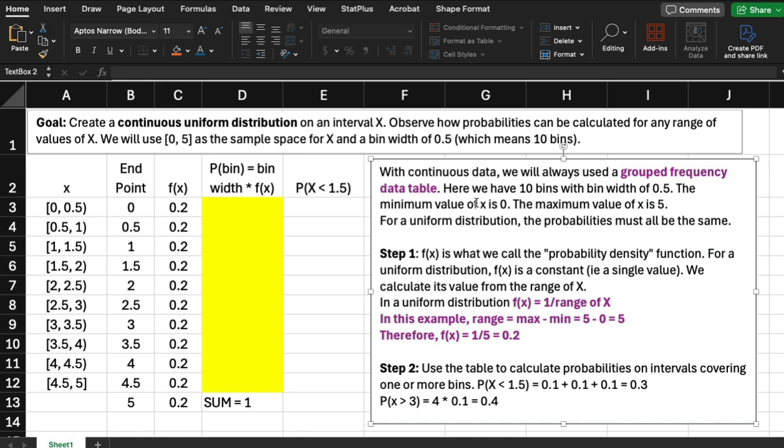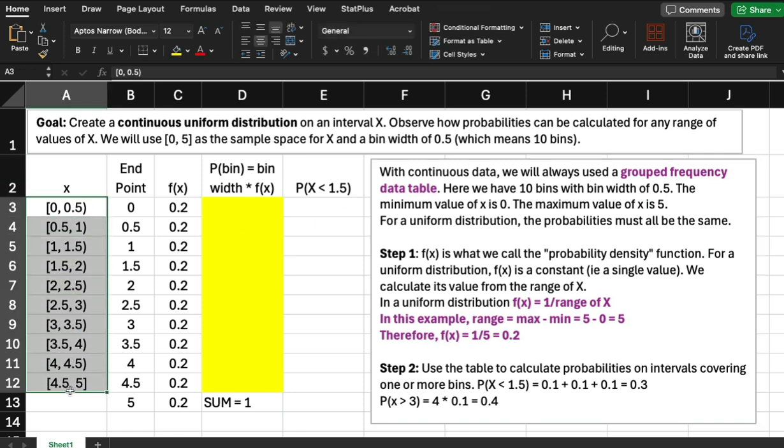So you can see the 10 bins right here in column A. This is how we're splitting up our values of x. The minimum value starts at 0, so the first bin has a left endpoint of 0, and the last bin has a right endpoint of 5. So you'll notice that I actually had to include that value there. That last interval has a square bracket on the right. Every other interval does not have a square bracket on the right because we do not want them to overlap at all.